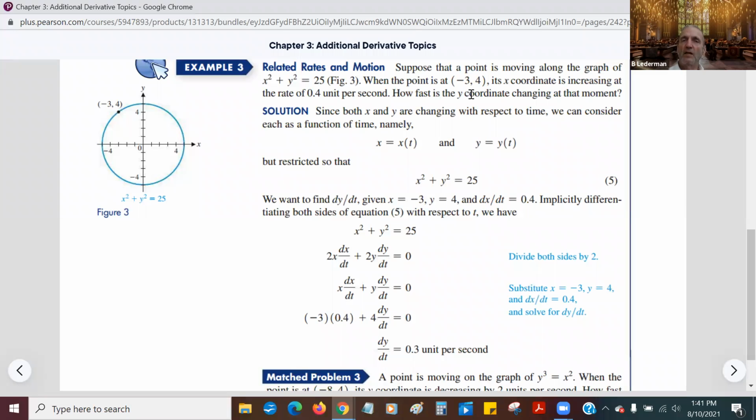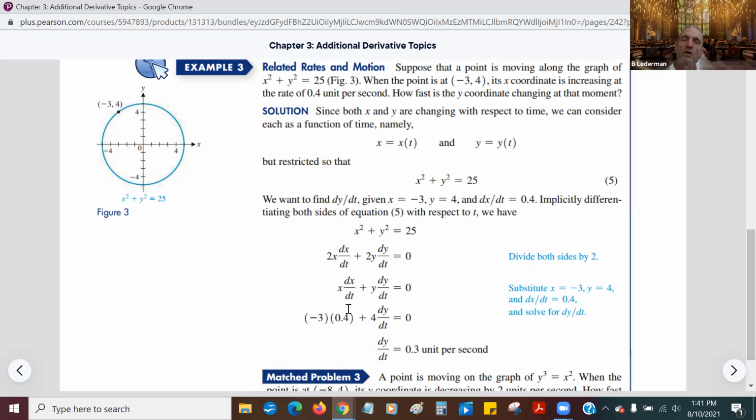When the point is at x equals -3, which is right over here, the x coordinate is increasing at a rate of 0.4 units per second. How fast is the y coordinate changing at that moment? We're going to view x as a function of time, and y as a function of time. x squared plus y squared equals 25. Differentiate everything with respect to t. I get 2x dx/dt plus 2y dy/dt equals 0.